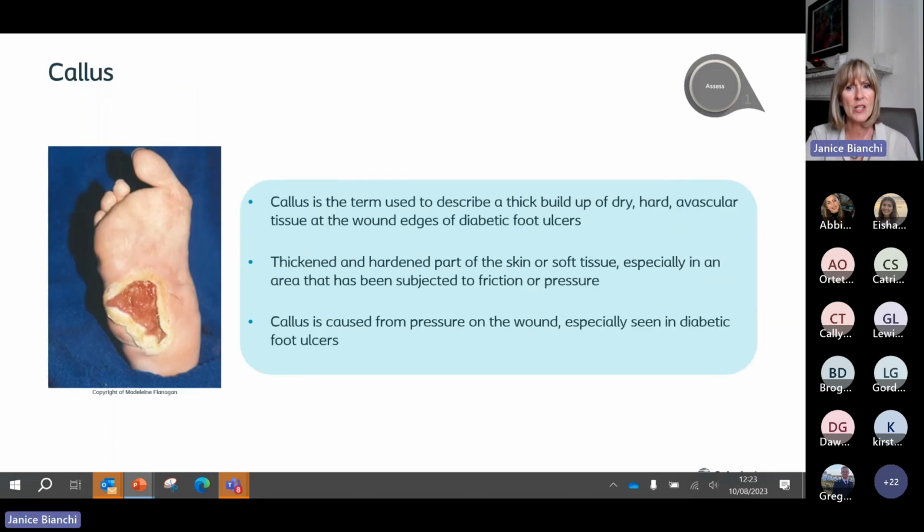And then callus, which is a thickened layer of dry avascular skin at the wound edge, which is usually seen in people with diabetic foot. It's hardened skin where there's been pressure and friction, and it needs to be removed. But fortunately, this is a job for the podiatrist, so they would deal with this kind of callus.